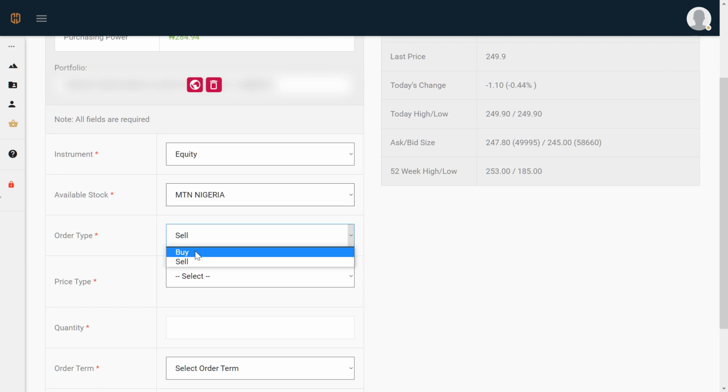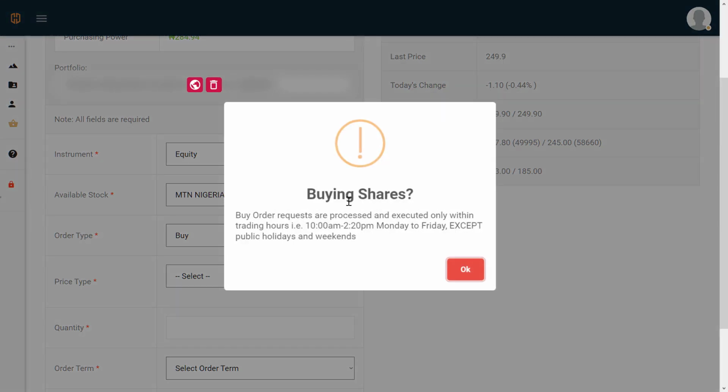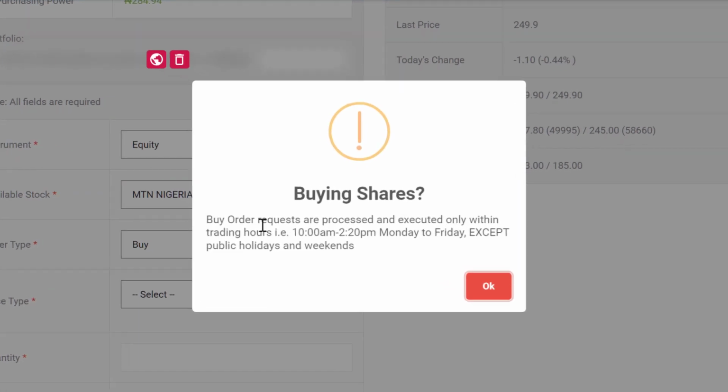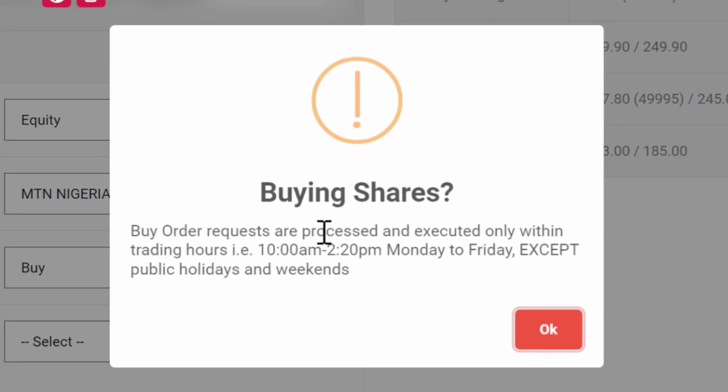Let me show you a couple of things. They're going to pop up some messages for you to understand. So this is important. Buy orders, order requests are processed and executed only within the trading hours of 10 a.m. to 2 p.m. It's about 12 p.m. right now, 12 p.m. sharp. So I still have about 2 hours to trade, Monday to Friday, except public holidays and weekends.